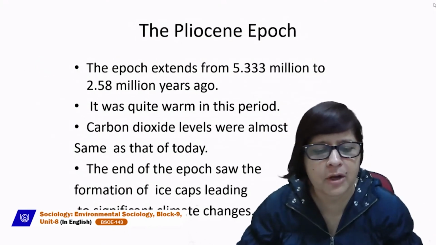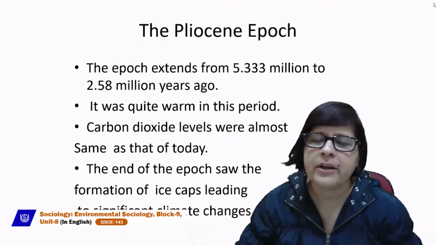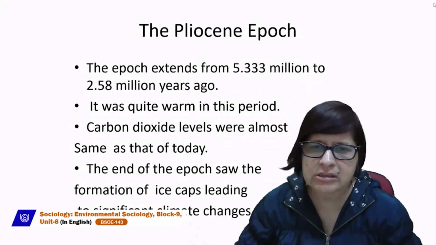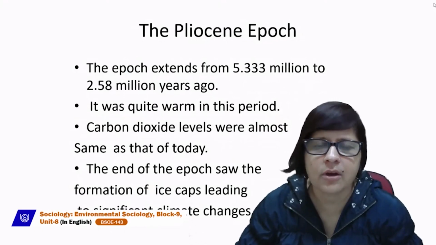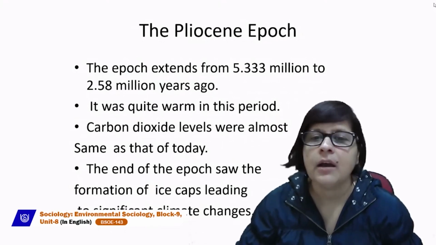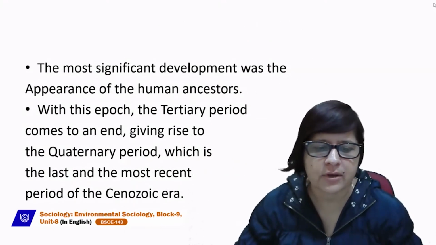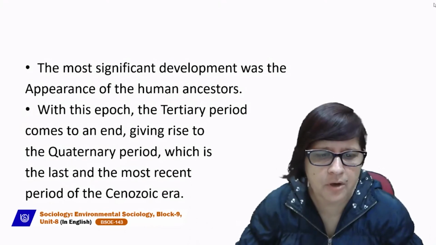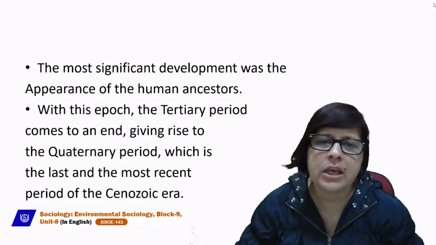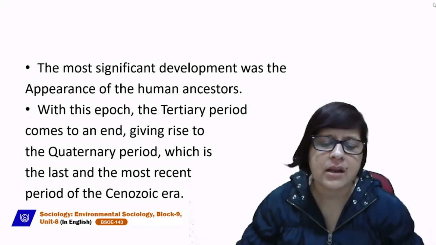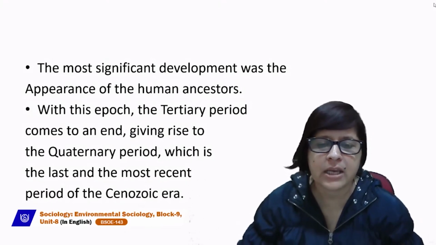Then the Pliocene epoch. During this epoch, the release of carbon dioxide was much more, and this epoch saw the formation of ice caps, and this resulted in significant climatic changes, right? And with this epoch, the Tertiary period comes to an end, and this gives rise to the Quaternary period, which is the last and the most recent period of the Cenozoic era.